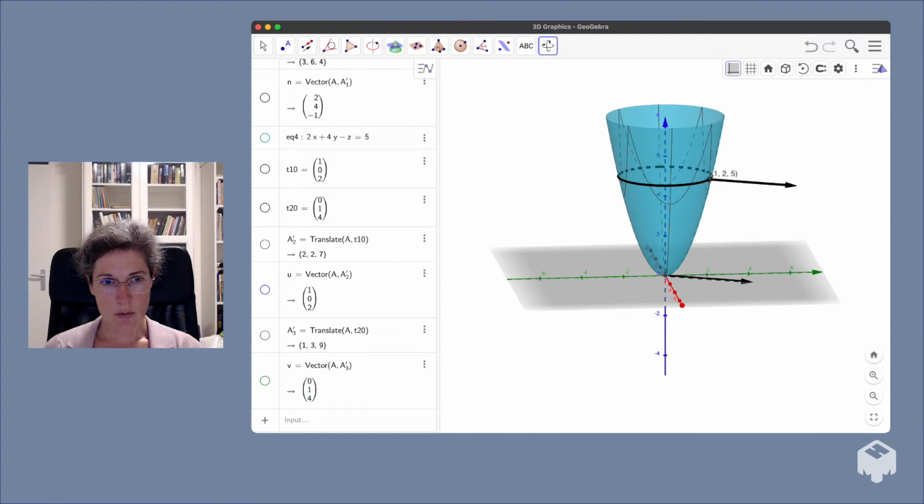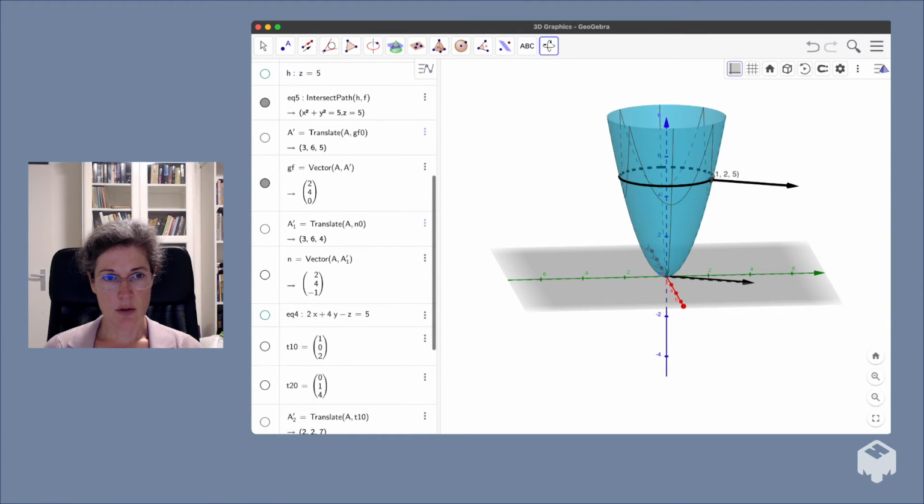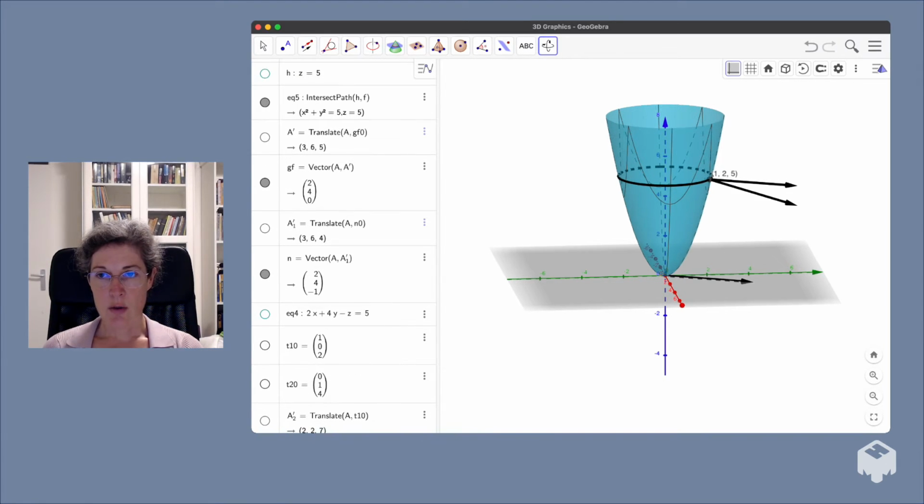No, that's not our normal. Where's our normal? Nope. Here's our normal. There's our normal. So our normal has a z component. But as we've said, our gradient doesn't have a z component. But there's a lot going on that is similar.